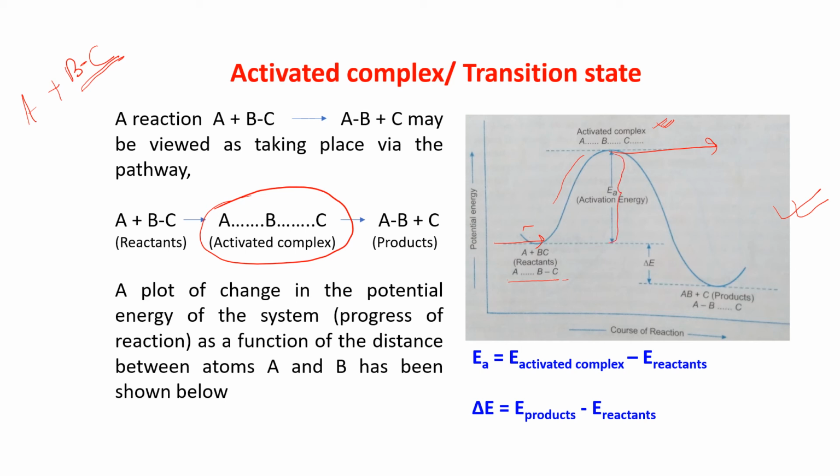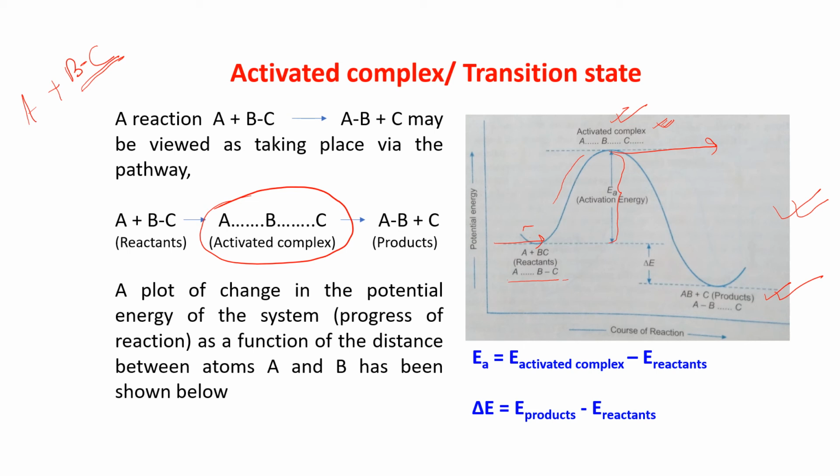When the reactant molecules reach this activated complex state, it is the maximum potential energy. It is reached, crossed, and then again it will start forming the product. And the product is forming here. Now it is forming AB and C is coming out. So in this stage, it is releasing energy.